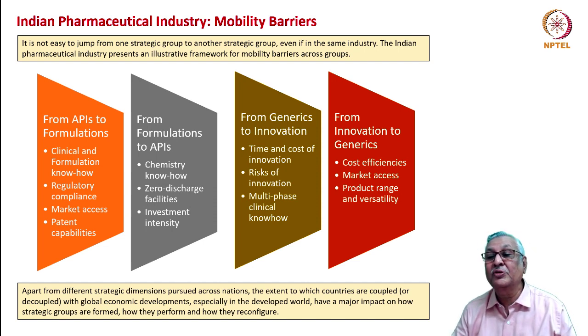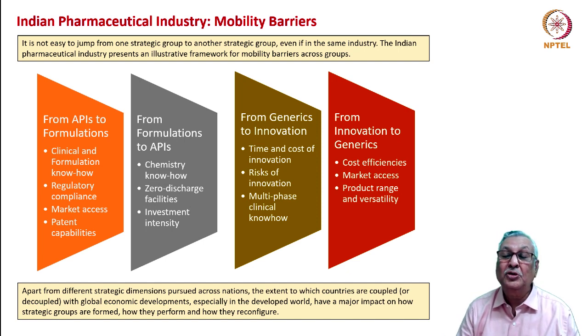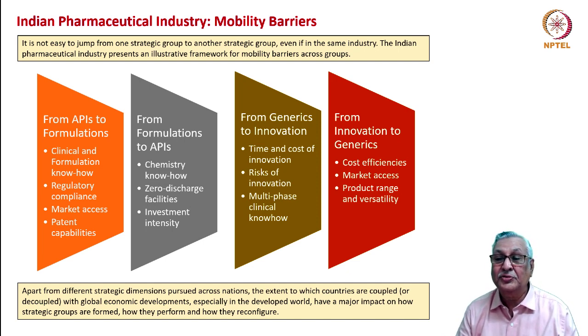Suppose you want to move from innovation to generics. You should know how to make hundreds of SKUs at the lowest cost possible. You should be able to handle enormous product variety, enormous customer variety with a very smooth and agile supply chain. You should have market access to be able to have volumes. You should have product range and versatility.